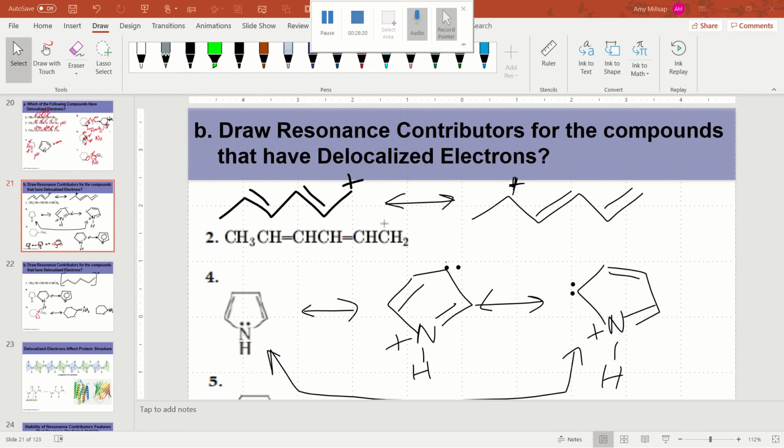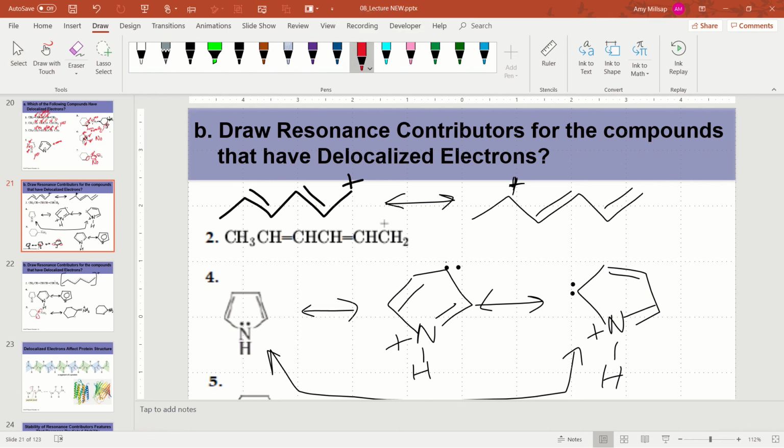So here we have another example that said draw the resonance contributors for the compounds that have delocalized electrons. And you can think of drawing a resonance contributor as similar to having to draw the product of a reaction. What you're going to do is show the electron flow. So if I move these pi electrons here and these pi electrons here, then that gives me my new resonance contributor.